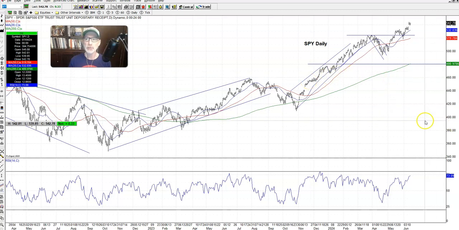And I have 3 moving averages that I use. I'm keeping it simple. I've got a 20-day, 50-day, 200-day moving average, all simple. So we have the blue 20-day here, the red 50-day here, and the green 200-day moving average.